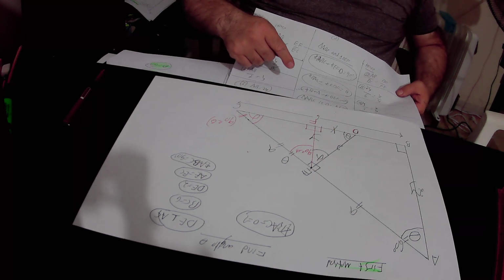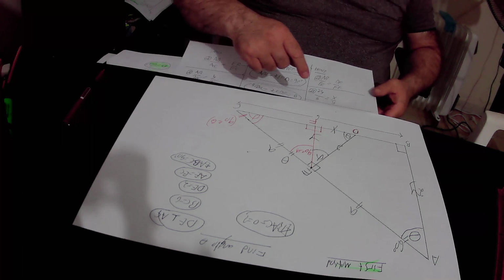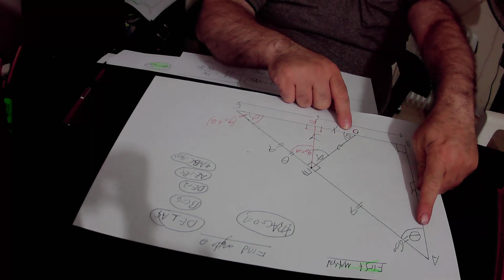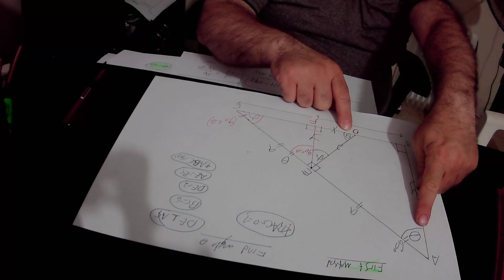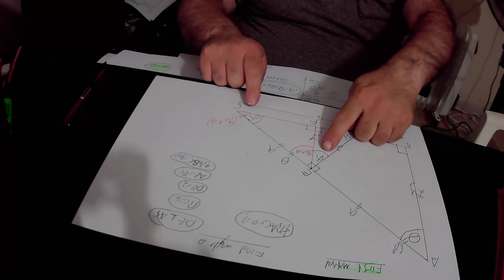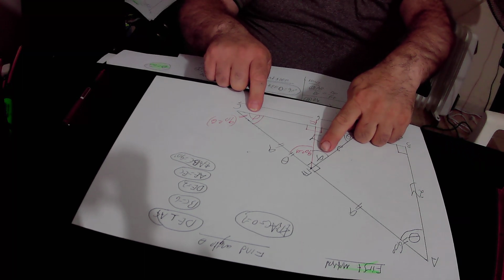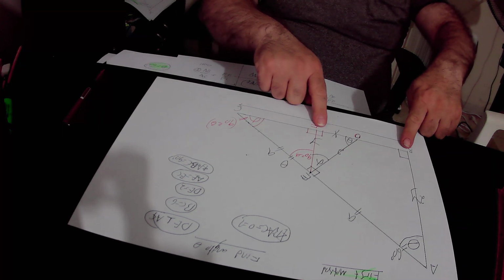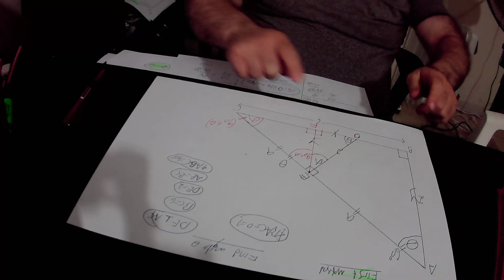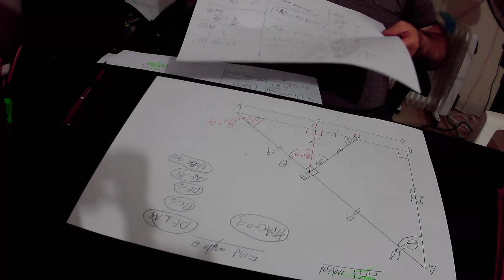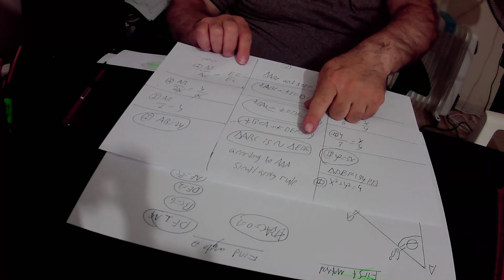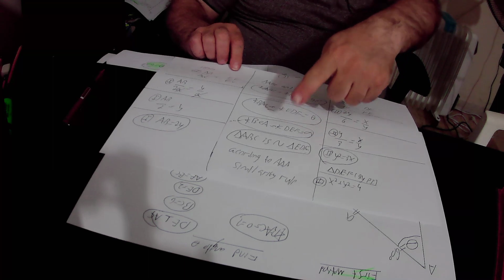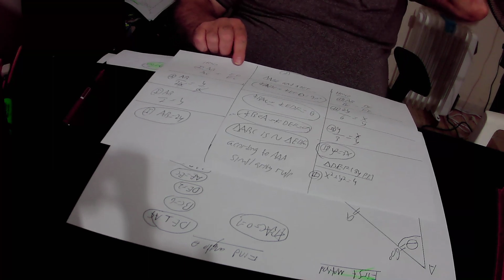Why are those two right triangles similar to each other? First of all, those two angles are equal to each other, they are both equal to theta. Those two angles are also equal to each other, they are both equal to alpha. And those two angles are both equal to 90 degrees. So we can write down that triangle ABC is similar to triangle DEF according to the angle similarity rule.